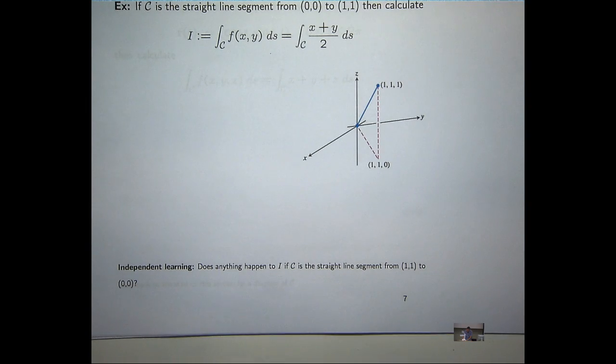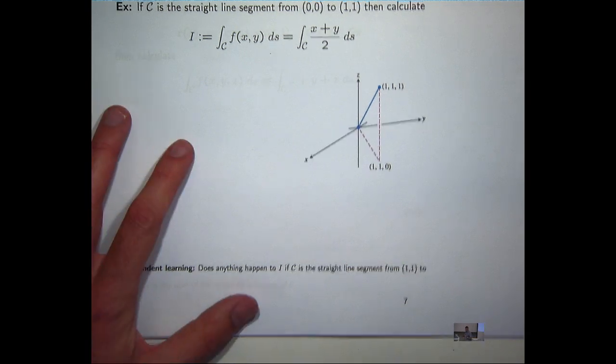Let me show you what I mean with an example. Probably the best way is to look at an example to see what's happening here. This is an example of a path integral or a scalar line integral.